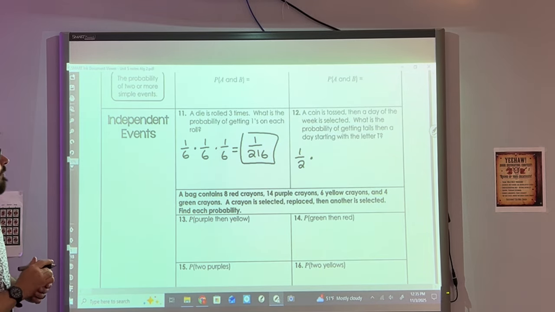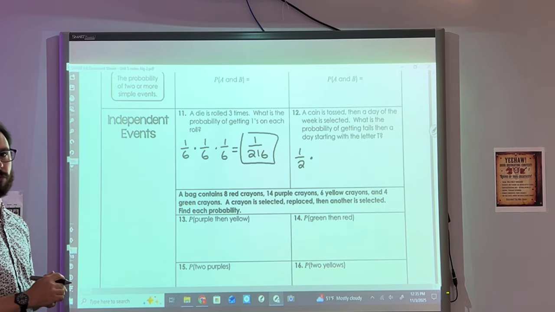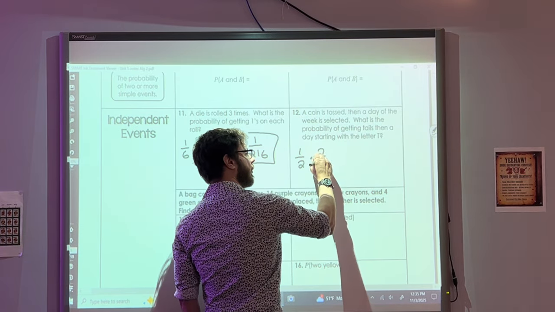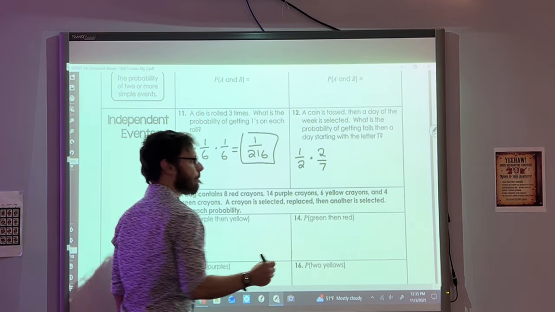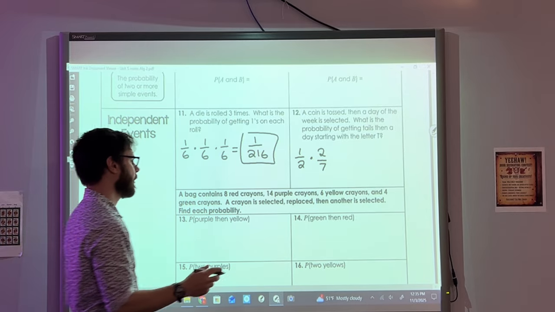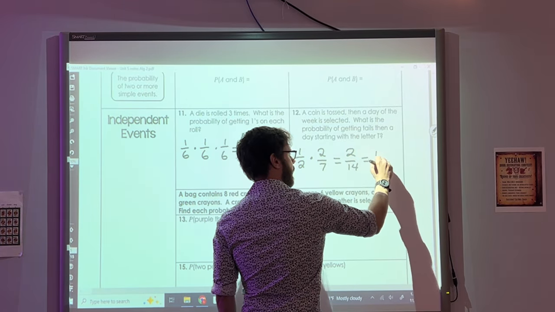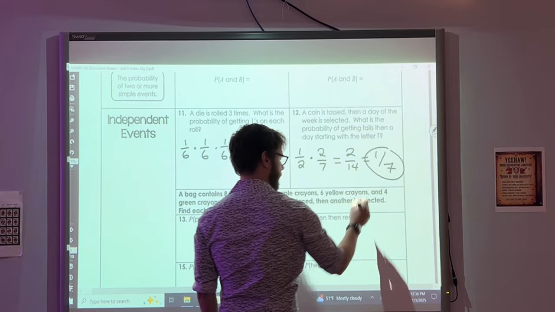What is the probability of getting tails and then a day that starts with T? There's only 2 days in the week that start with T, Tuesday and Thursday. 2 out of 7 days. Multiplied by the coin, 2 out of 14, which is 1 in 7.